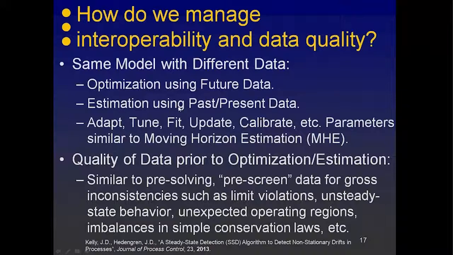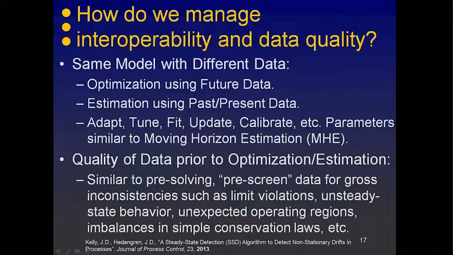And then estimation, you could argue, is where you want measurement feedback. Of course, you can only have it in the past and present. You can't have measurements in the future. So what we do is we manage the future data and the past and present data for you. Ultimately, the goal here is to be able to calibrate, adapt, fit, tune, these whole bunch of different words to say that you want to basically do parameter estimation on the past data so that you can improve your model. And that's very similar to what's happening now with moving horizon estimation. So this is really just an application of that.